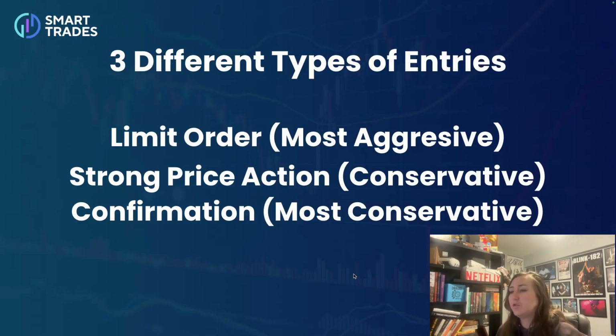So the next one is strong price action. And this is a more conservative approach, meaning you're waiting for some candle closures to take place at some resistance or support levels here. And the third one that we're going to cover is the confirmation, or the most conservative way to take your entries. So this one you are waiting for a couple of candle closures on the 1-minute time frame to really confirm what direction we are going with the trend here.